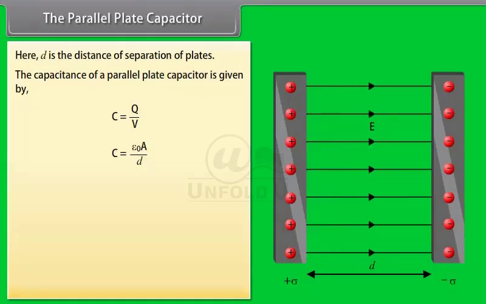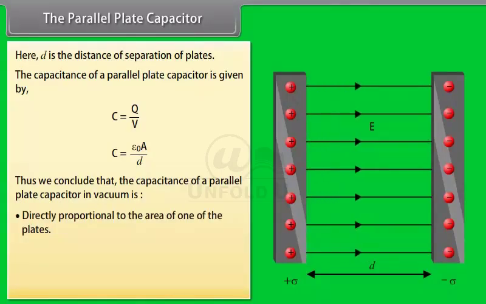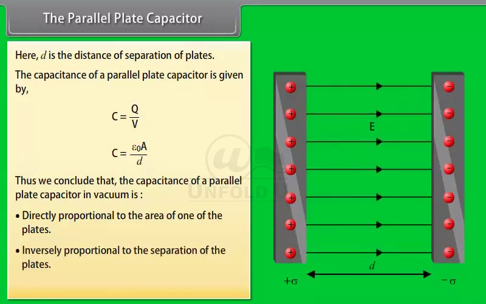upon D. Thus, we conclude that the capacitance of a parallel plate capacitor in vacuum is directly proportional to the area of one of the plates, inversely proportional to the separation of the plates, and independent of the charge on the capacitor. Effect of dielectric on capacitance.